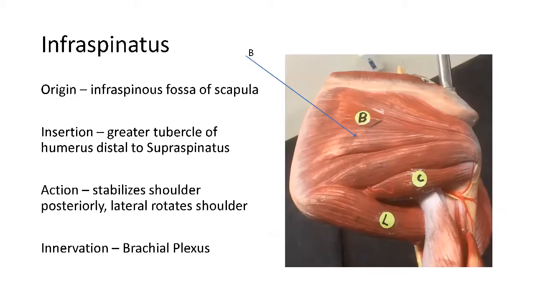Infraspinatus is larger. It comes all the way from the infraspinous fossa, so it's much larger. It's muscle B on this model. So again, the fossa is named for the muscle, the muscle is named for the fossa, infraspinatus. It also attaches to the greater tubercle of the humerus, but because it is posterior, it's going to laterally rotate the shoulder. This is the one that a lot of baseball pitchers end up tearing because of the force of the lateral rotation. Its innervation is also the brachial plexus.